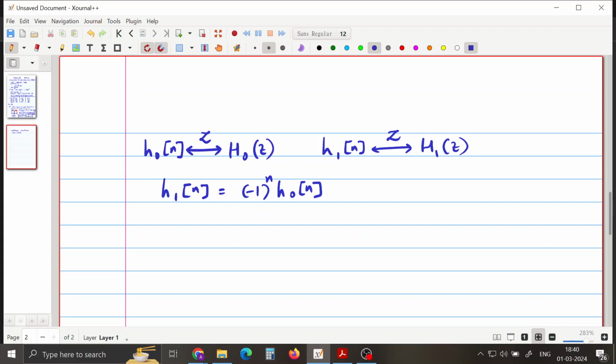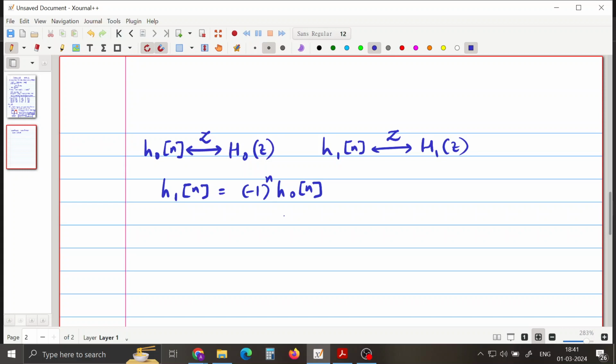So what I claim here is that it doesn't alter the symmetry of your original h naught of n. If h naught of n is originally even symmetric, which is the case because in the question you are given that h naught of z is a type 1 filter, it should have an impulse response which is even symmetric. Even after doing this transformation, multiplying by -1 to the power n times h naught of n, it still remains an even symmetry sequence. That's what I'm claiming. And also the order remains the same, because you are simply shifting the coefficients, so the order still remains even.